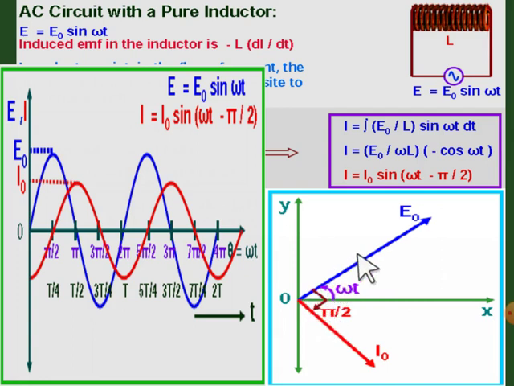So the angle between E naught and I naught will be pi by 2, and I naught will not be drawn along this direction. If I naught were drawn along this direction instead of this, we would take it that the current is leading the EMF by a phase of pi by 2, but in our case the current is lagging behind that of the EMF by a phase of pi by 2 radian.